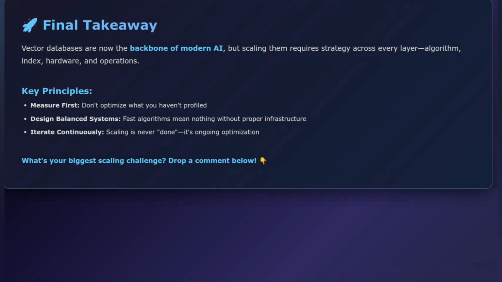Here's what I want you to remember. First, measure first. Don't optimize what you haven't profiled. Guessing wastes time. Second, think holistically. A fast algorithm means nothing if your hardware setup is bad. Every layer matters. Third, iterate continuously. Scaling is never done. It's ongoing optimization. What works today might break tomorrow when you scale 10x.